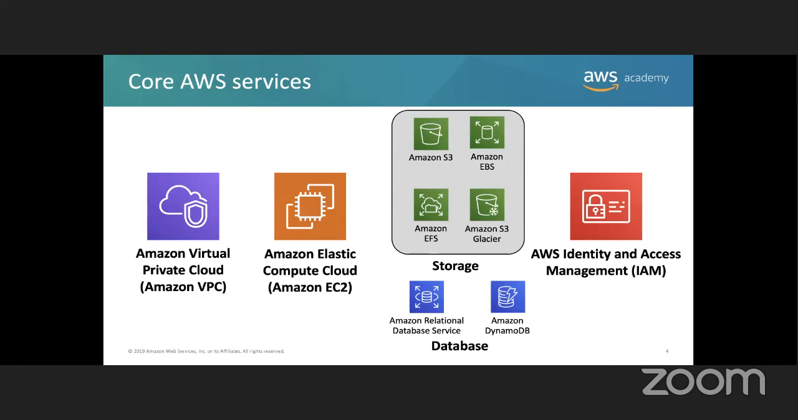So we have the core services on AWS. When it comes to networking, we have Amazon Virtual Private Cloud, VPC. We talked about that already. We have Amazon Elastic Compute Cloud, EC2. We talked about that already. We have AWS Identity and Access Management. We talked about that already. And now today we're going to talk about the storage solutions in AWS. Databases is going to be another module, not this one. This is storage. But we're going to see these four giants of AWS: Amazon S3, EBS, EFS, and Glacier.